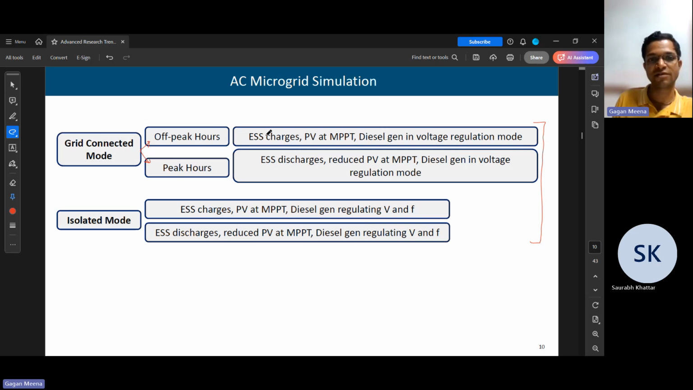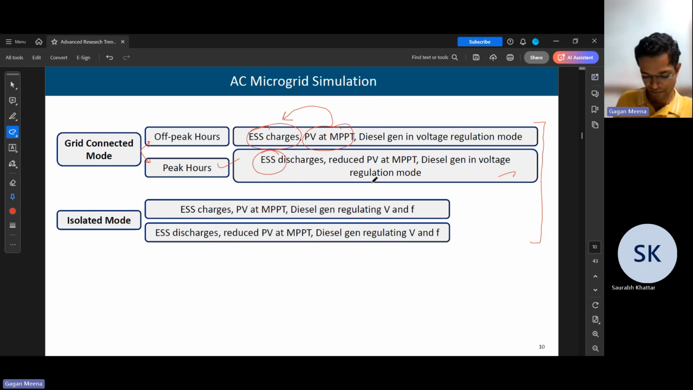In off peak hours, the storage will charge and PV will operate at its maximum power point so that it charges the energy storage. And the diesel generator, because it is grid connected mode, will only be helping in the voltage regulation, not frequency regulation. In peak hour, energy storage will discharge, here demand increases.